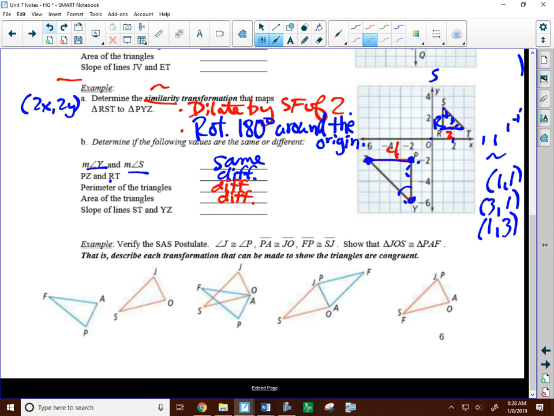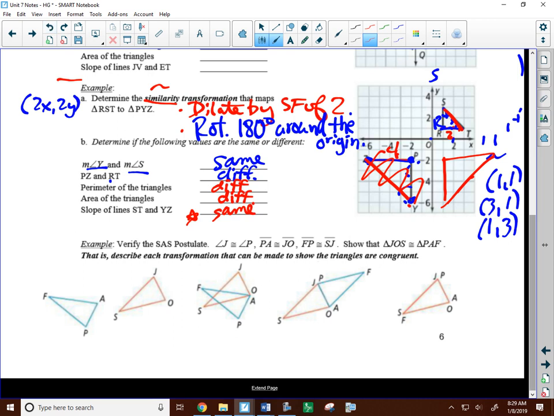Slopes of the lines ST and ZY, or YZ. Same? Different? Same. Now, I will say on this one, I'm not putting an asterisk here. This is not always true. For example, if it was this one instead, then that slope and this slope would have been different. So in this one they end up being the same, but it could be the same or it could be different. It's not always the case.